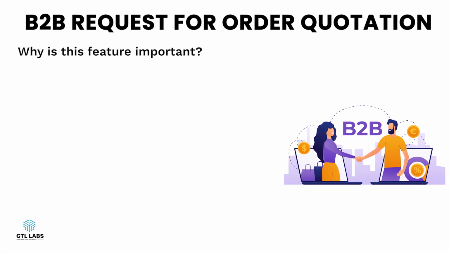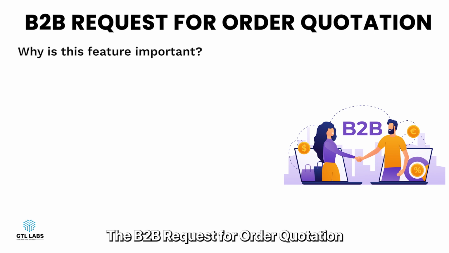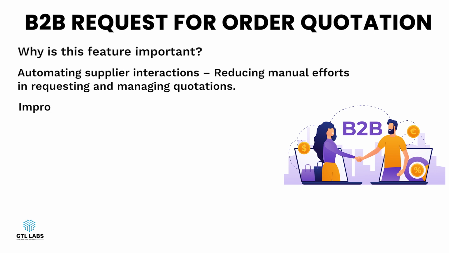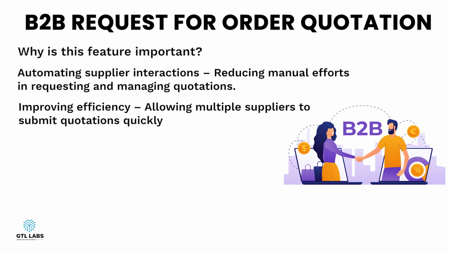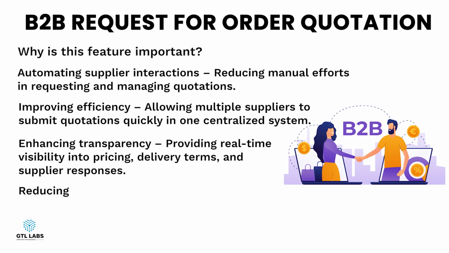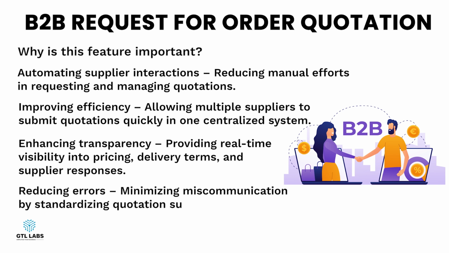Why is this feature important? The B2B request for order quotation feature simplifies and streamlines the procurement process by automating supply interactions, reducing manual efforts in requesting and managing quotations, improving efficiency, allowing multiple suppliers to submit quotations quickly in one centralized system, enhancing transparency, providing real-time visibility into pricing, delivery terms, and supplier responses, reducing errors, minimizing miscommunication by standardizing quotation submissions.